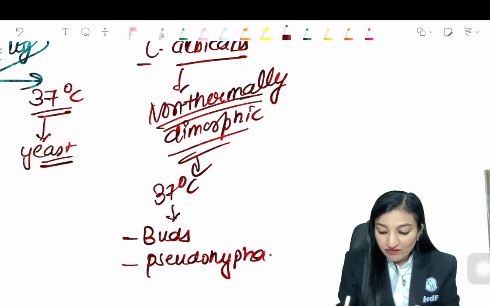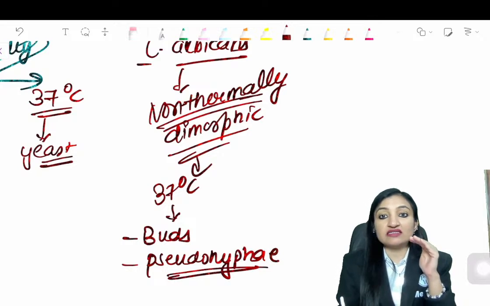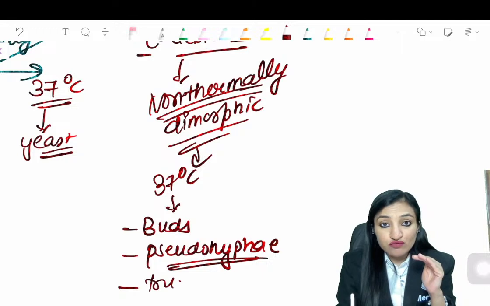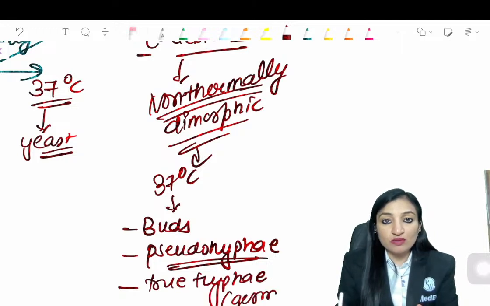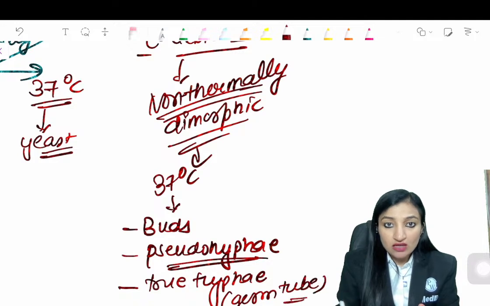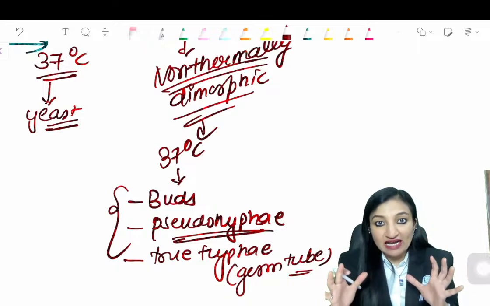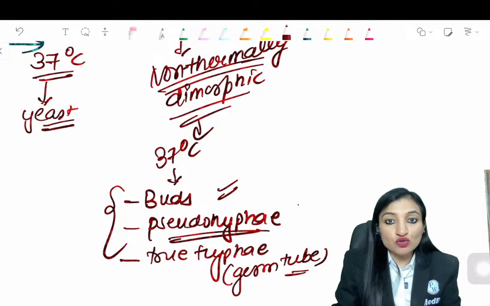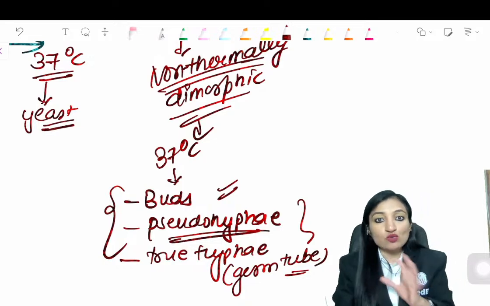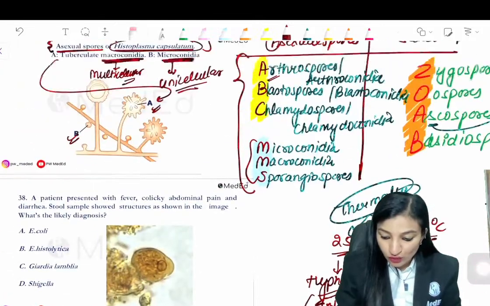And when it forms pseudohyphae, it's not a good sign, because the presence of pseudohyphae indicates that tissue invasion is occurring by this fungus, and then it can even form true hyphae. A classical example of the true hyphae is germ tube formation. So remember, it is said to be non-thermally dimorphic. At the same temperature, it can exist in the yeast-like forms and the hyphal forms also. Hyphae could be true hyphae or pseudohyphae. Is this clear? Please remember this. Don't falter in this.